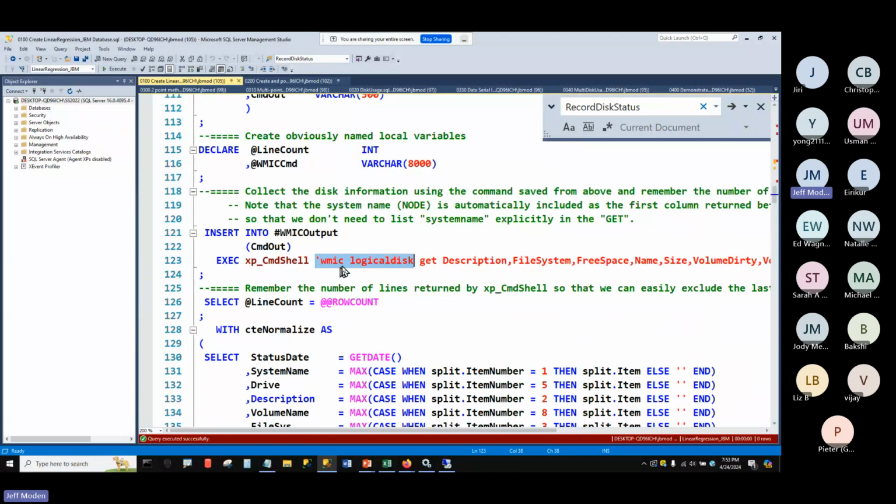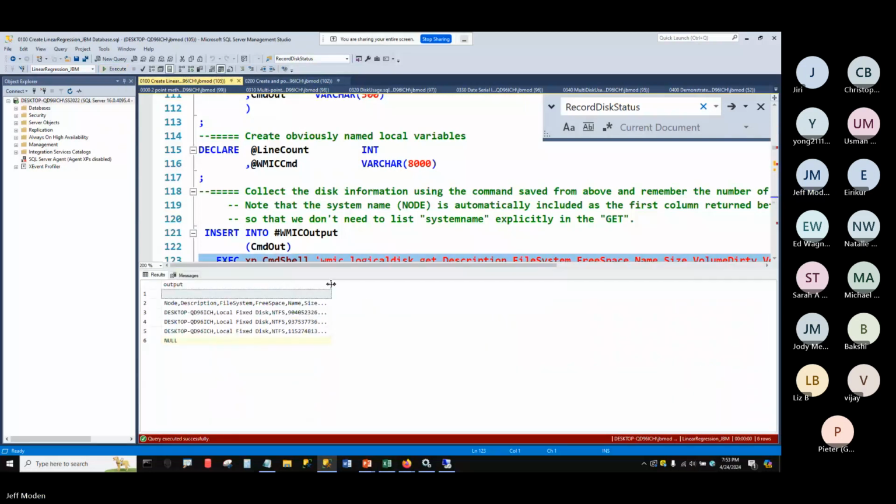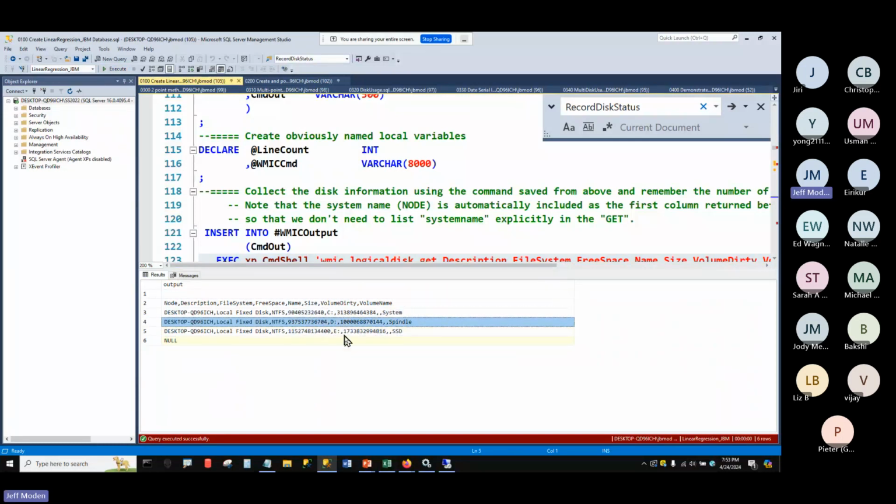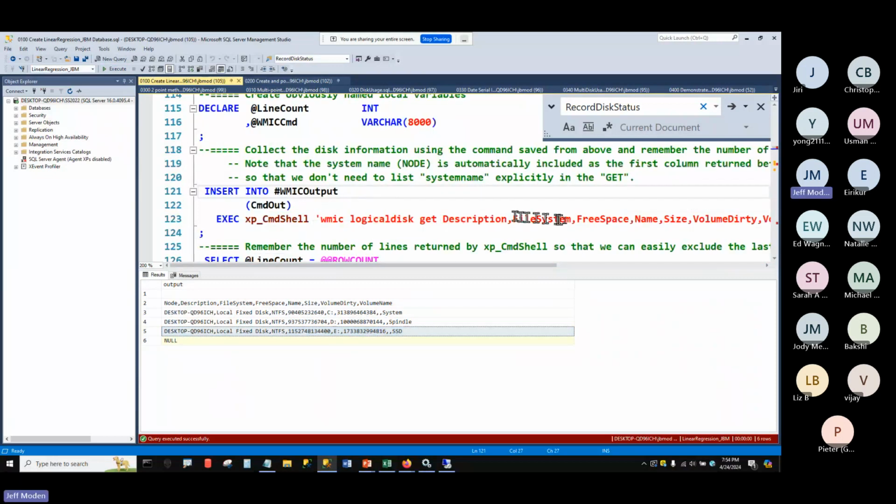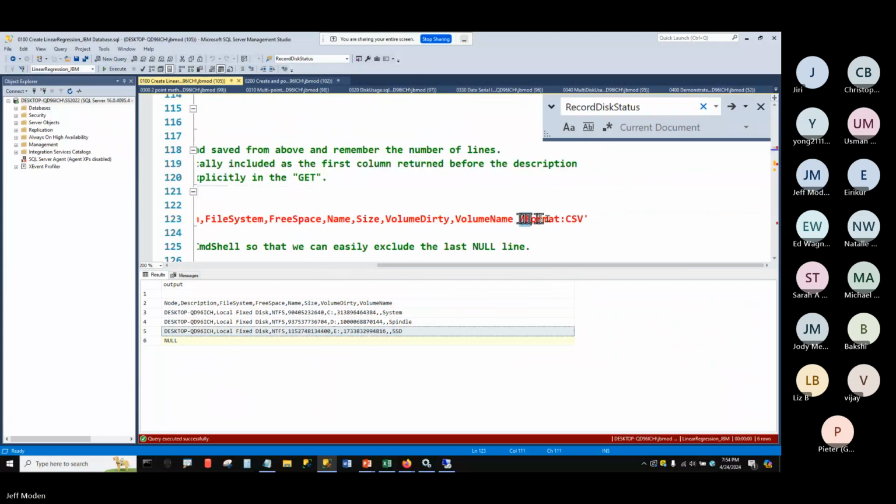It's just a call to XP Command Shell, and it gives a list of the different things that we want it to show. We can see it run right here on this machine, which has a lot fewer drives. But we can see my C drive, my D drive, and my E drive. And notice I didn't add node here. Node is not something that you can add here. When you add the format CSV, that's what adds the node.